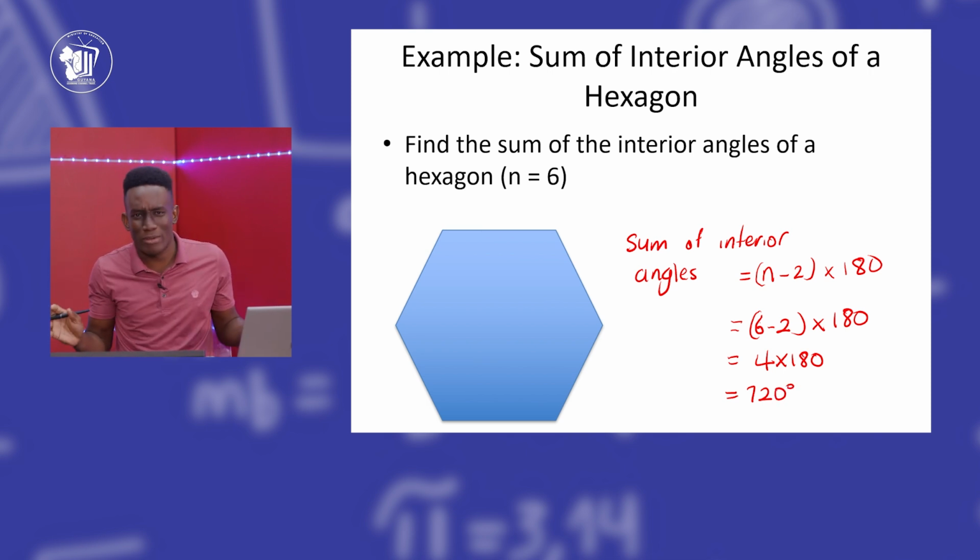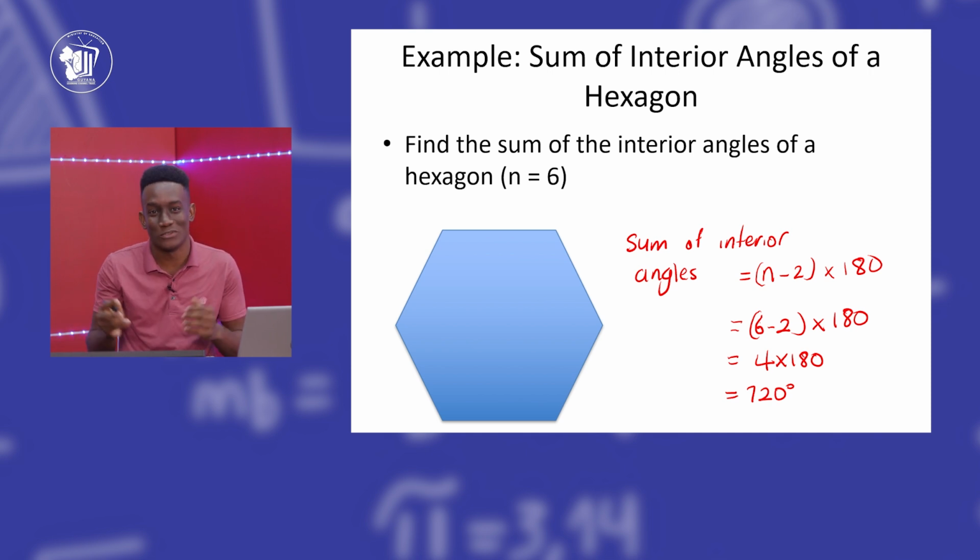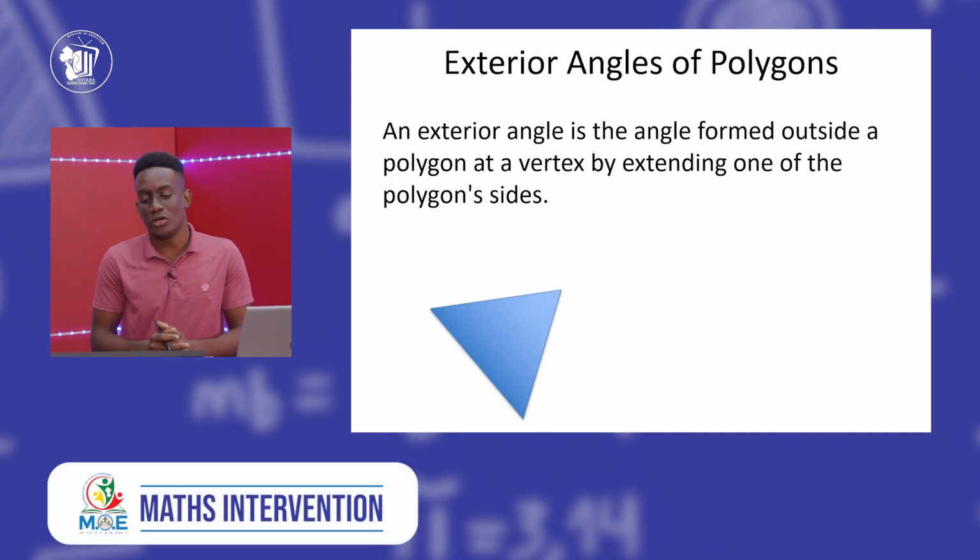And of course if you can't remember the formula, remember you can just divide the shape into triangles and that would give you the answer. And that is all there is to interior angles. You just have to remember how to derive the formula in case you forget it. And then you can use that to answer any questions related to finding the sum of internal angles or interior angles. So now let's move on to exterior angles of polygons.